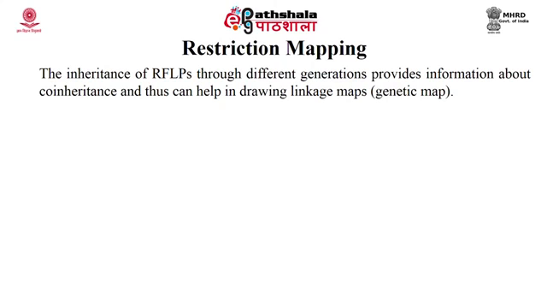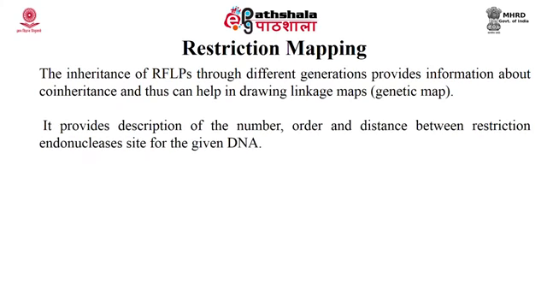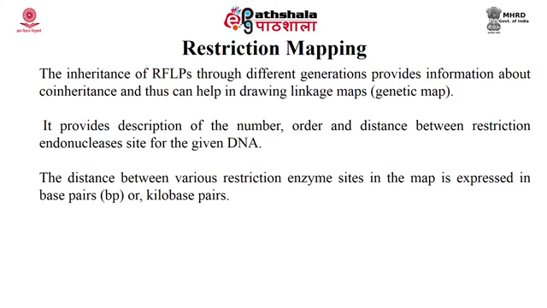Restriction mapping. The inheritance of the RFLPs through different generations provides information about co-inheritance and thus can help in drawing linkage maps, which are also called genetic maps. It provides a description of the number, order and distance between restriction endonuclease sites for the given DNA. The distance between various restriction enzyme sites in the map is expressed in base pairs or kilobase pairs.